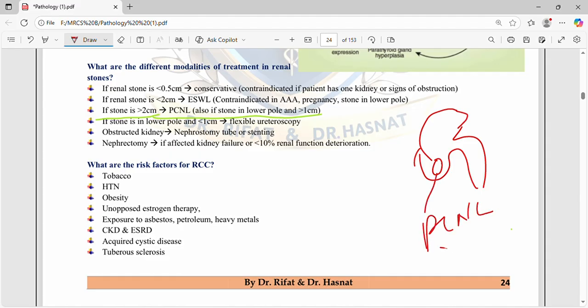Also, if the stone is greater than 20 mm or 2 centimeter, PCNL. Less than 2 centimeter, extracorporeal shock wave lithotripsy, contraindicated in AAA, pregnancy, and stone in the lower pole. If the stone is in the lower pole and less than 1 centimeter, then you can go for flexible ureteroscopy.